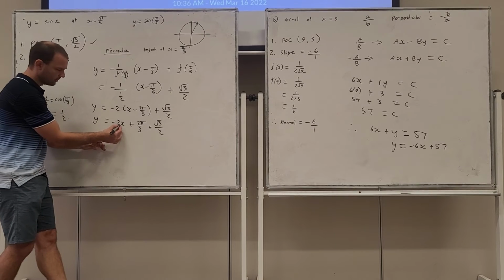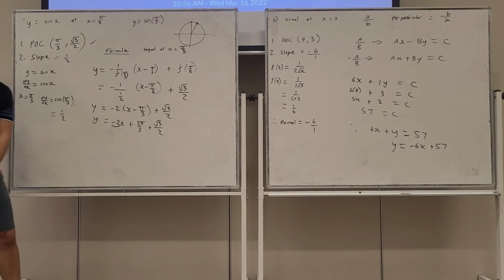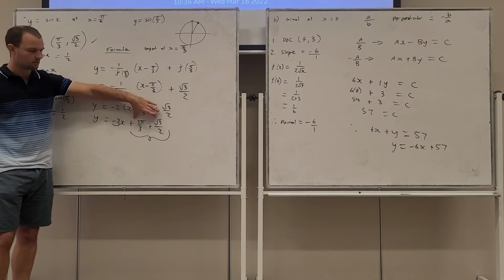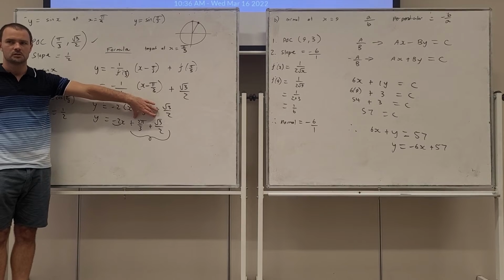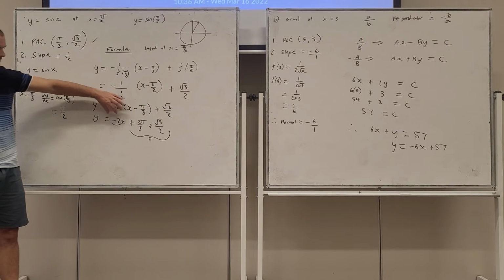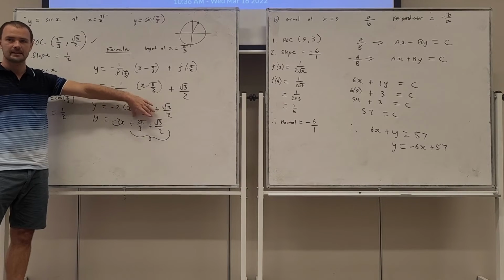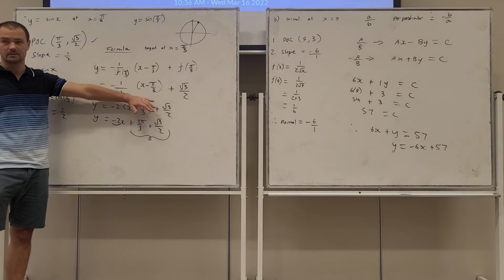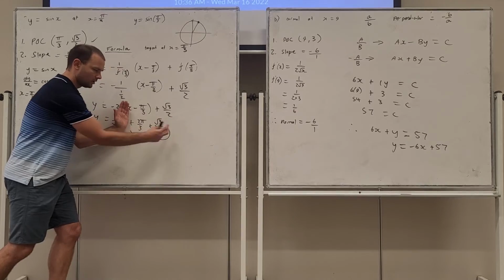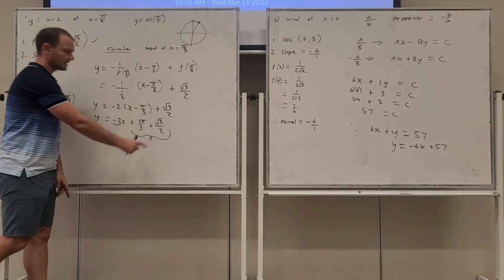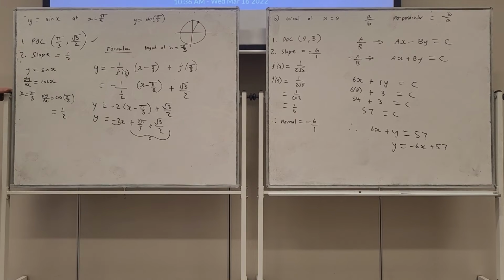We've got a slope of minus 2. That's the slope of this normal. And what's this part here? Who can tell me? Remember y equals mx plus c. That whole thing is c. That's the y-intercept, expressed in exact form. You could calculate that to a few significant figures, but here we've expressed it exactly. Any questions about that one?